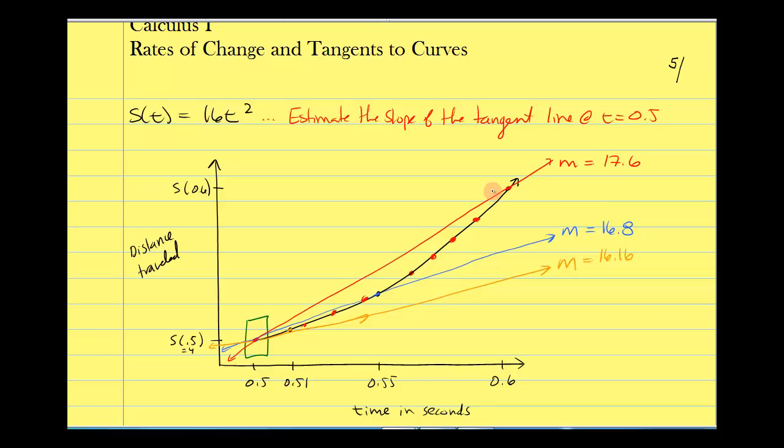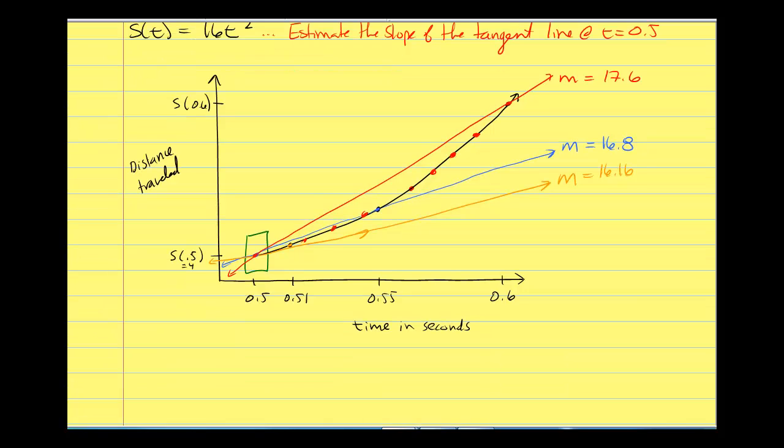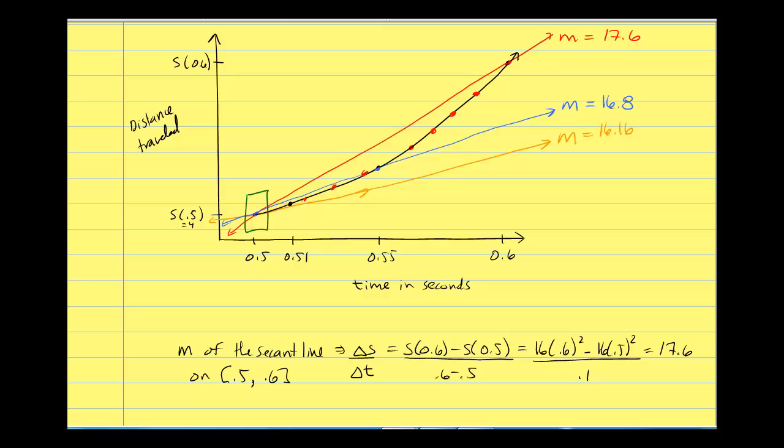And so what I want to do is find the slopes of all of these lines, and I will show you how we do that first one. I come down here and try to find the slope between 0.5 and 0.6 seconds, time in seconds here. Change in position over change in time: S of 0.6 minus S of 0.5 divided by the difference in those times. And I get 17.6 here. So my slope is 17.6, and that's given in red.